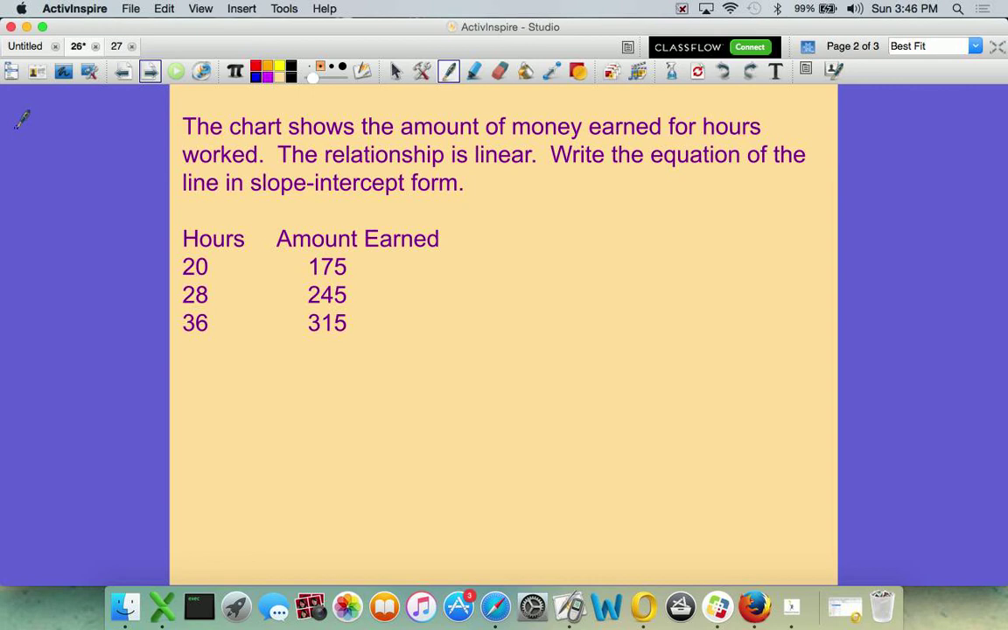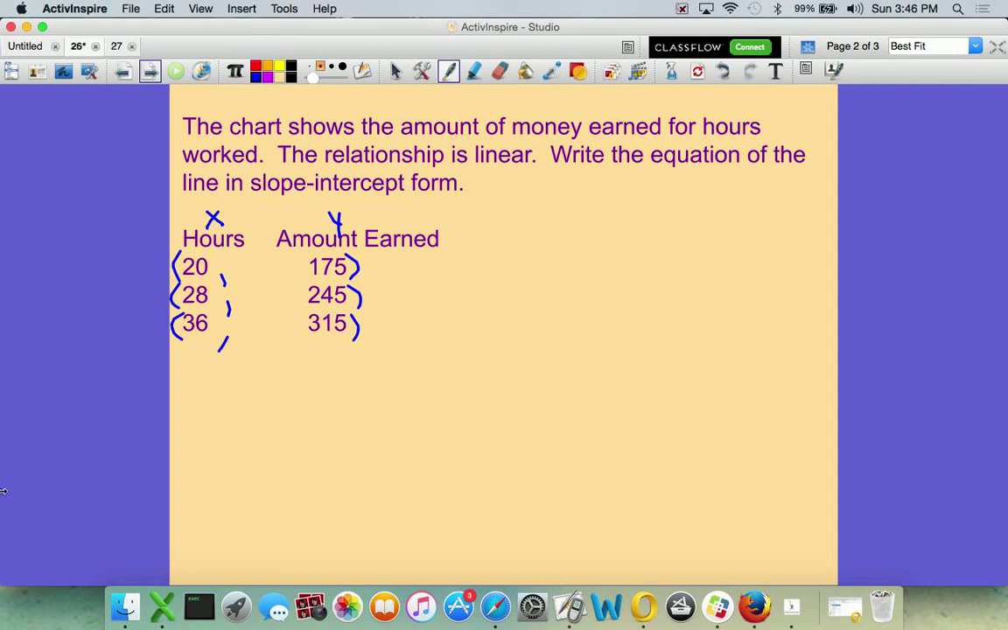With our next one, this has to deal with a job that you would have. The first thing it says is the relationship is linear. That's important to know because then it's going to be a straight line equation, a linear equation. Write the equation of the line in slope-intercept form. What I see here is our hours are acting like x, and the amount earned looks like our y. So we have ordered pairs with each one of these data points here.